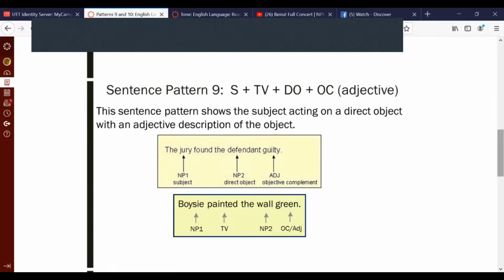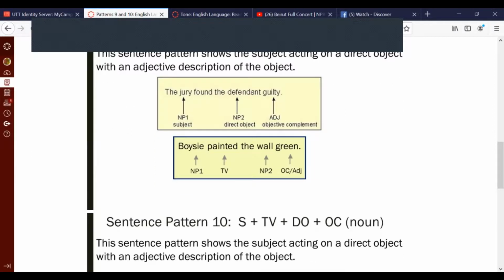The last set of patterns take a transitive verb, a direct object, and an object complement, in the form of an adjective in one and a noun in the other. So like the subject complement, this object complement describes the object. Right? The jury found the defendant guilty. Boise painted the wall green, right? So we have the direct object and we have the description of the direct object.